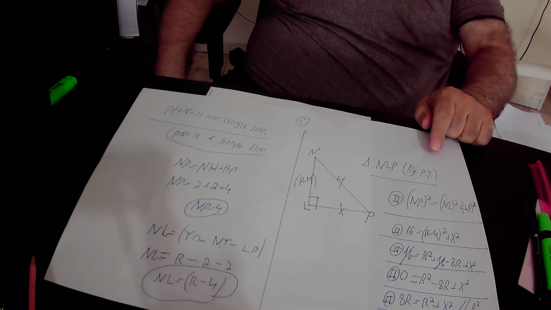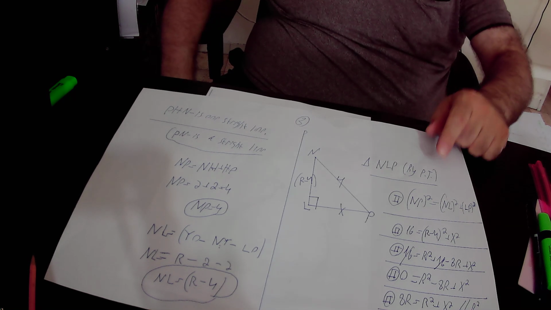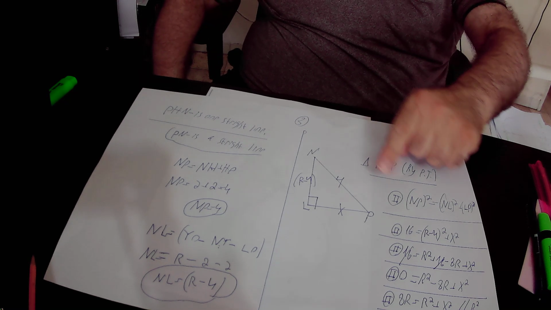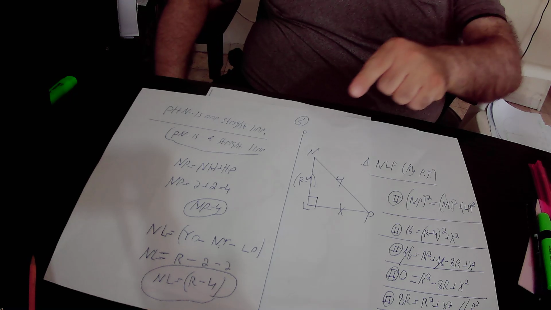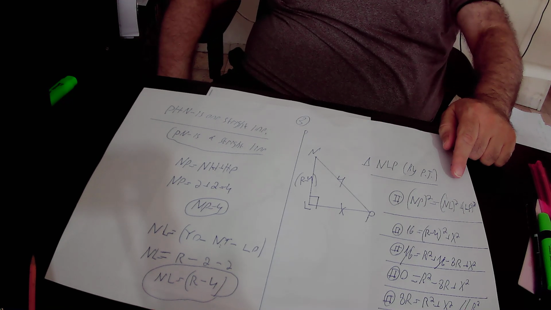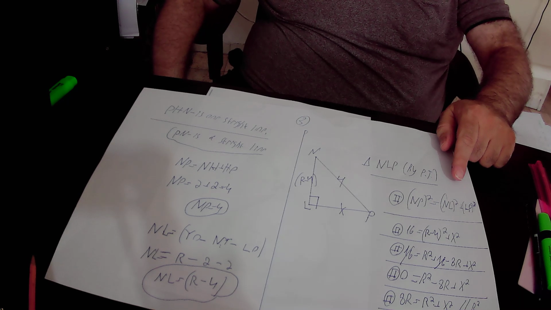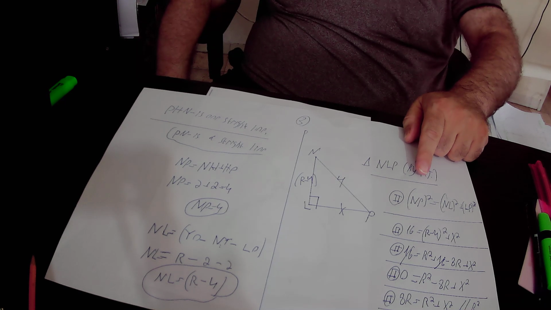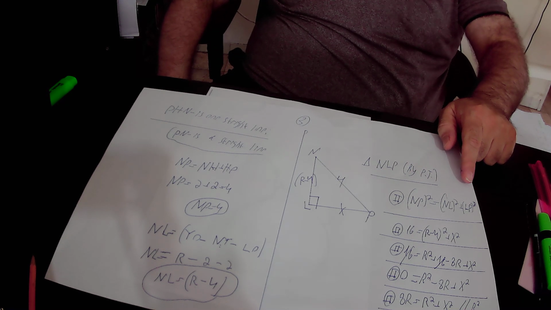According to the Pythagoras theorem, the square of the hypotenuse equals the sum of the squares of the perpendiculars. The hypotenuse is NP, so the square of the hypotenuse is NP squared. It must be equal to the sum of the squares of the perpendiculars, that is NL squared plus LP squared. So according to the Pythagoras theorem, NP squared equals NL squared plus LP squared.